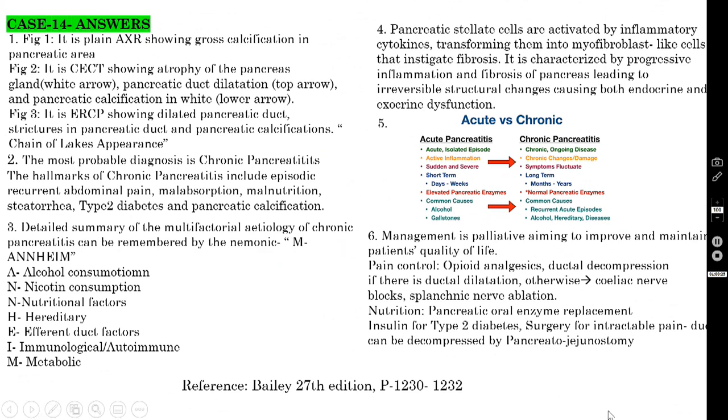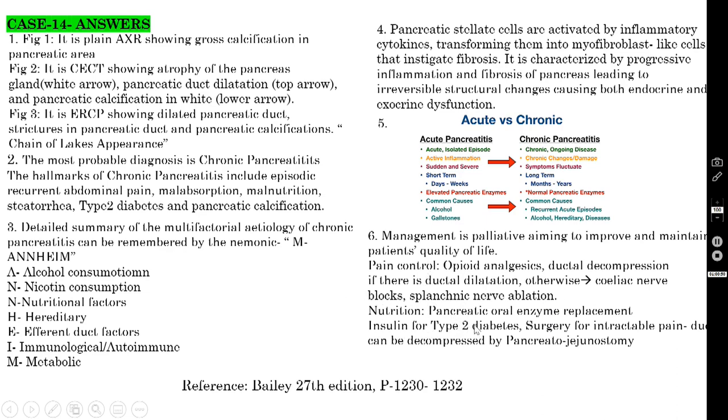How will you manage this case? Management is palliative, aiming to improve and maintain the patient's quality of life. The main thing is pain control. You have to give opioid analgesics or ductal decompression if there is ductal dilatation. Otherwise, you can give celiac nerve block and splenic nerve block for pain control.